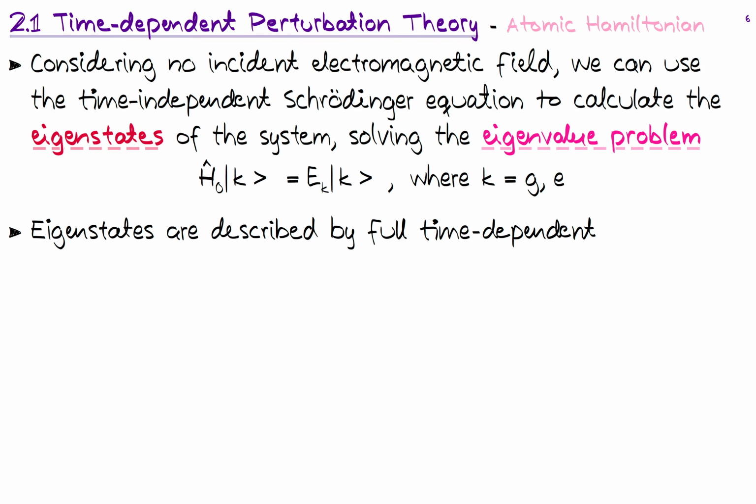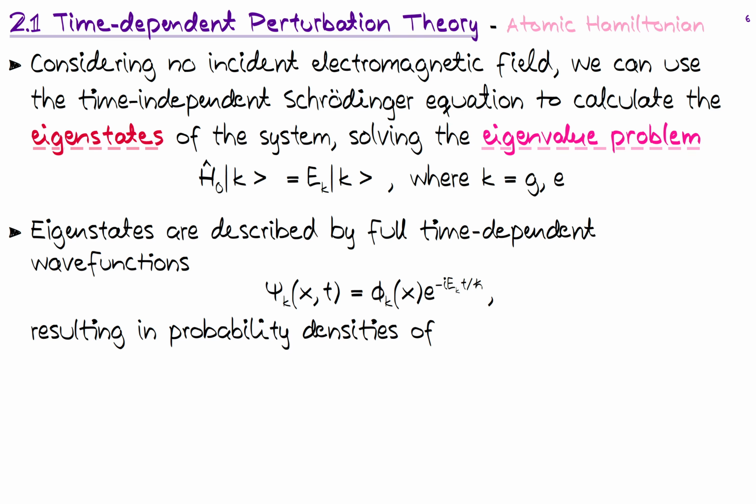Eigenstates, in our case, can be described by full time-dependent wave functions. I don't go into the details of showing how this is solved; I think you have already done this in rudimentary introductory quantum mechanics courses. It is of this form: there is an amplitude, denoted with a small phi or psi, and then an oscillating term depending on the energy of our state. This gives us the possibility of calculating the actual probability densities. We can take the square modulus of this wave function, and essentially the oscillation disappears, and this is what we get out.